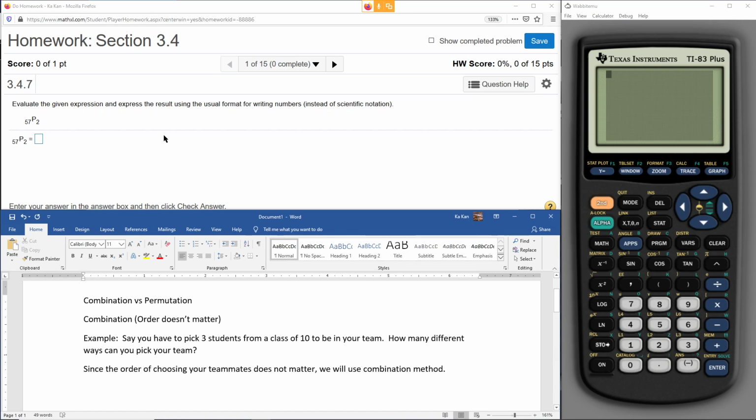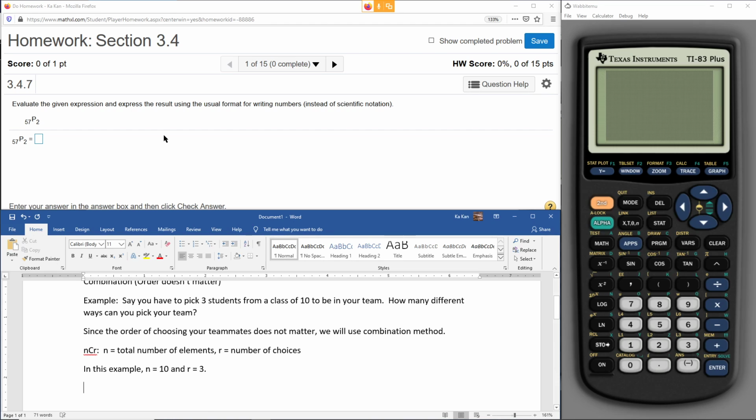For combination, this is something that we use. We will call it nCr. What's nCr? n is the total number of elements. r is the number of choices that you're making. So in this example, n equals 10, because we got 10 people altogether, and r equals 3, because we are choosing 3 people. So this is 10C3.